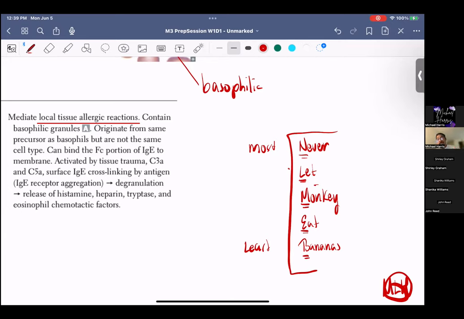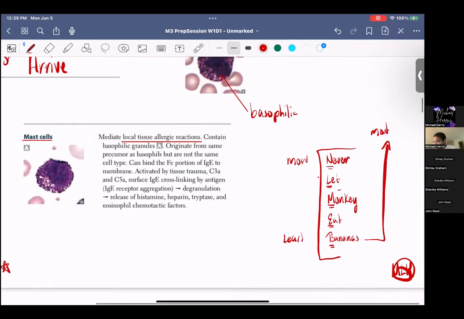Because you'll see later on, there are some conditions that increase basophils, and then all of a sudden, they're the most, and you're like, whoa, this doesn't make sense. You should be the least. So this is pathologic. All right, great.